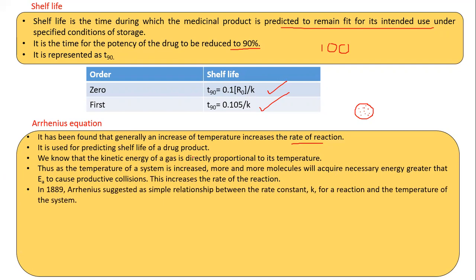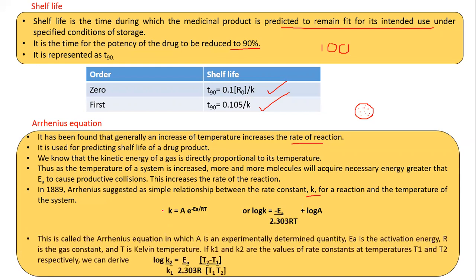So Arrhenius was the one who suggested a relationship between the rate constant K and the temperature of a reaction. So this is the expression: K = A e raised to minus Ea upon RT. Here K is the rate constant, A is the one which is experimentally determined by Arrhenius, and Ea is the activation energy, R is the universal gas constant, and T is the temperature in Kelvin.